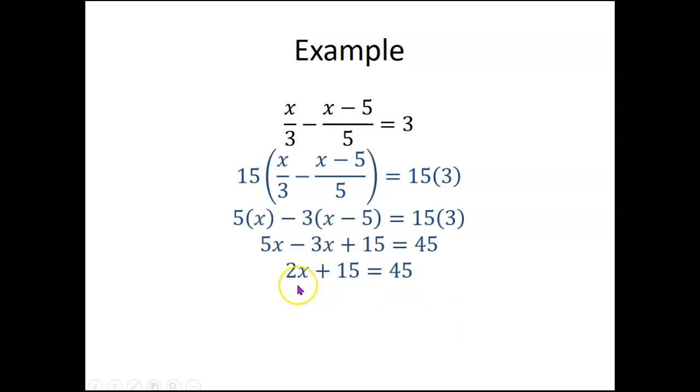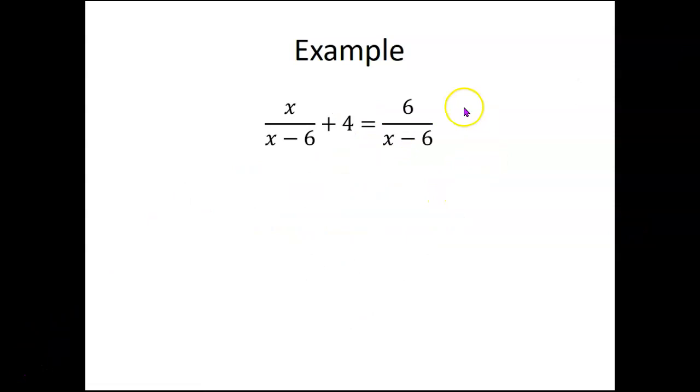So now, to leave the x term by itself, we want to get rid of the plus 15 by subtracting 15 on both sides. So then 2x equals 30. And now divide both sides by 2, and we get x equals 15. Ta-da! There's our solution. And if you check that, 15 over 3 would be 5. 15 minus 5 would be 10, and 10 over 5 would be 2. And then 5 minus 2 does equal 3.